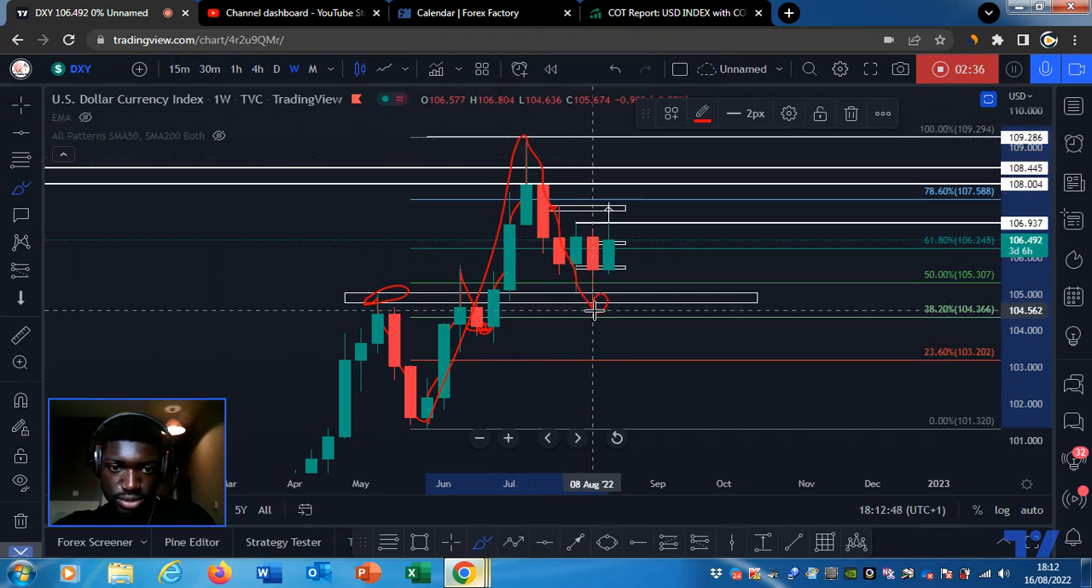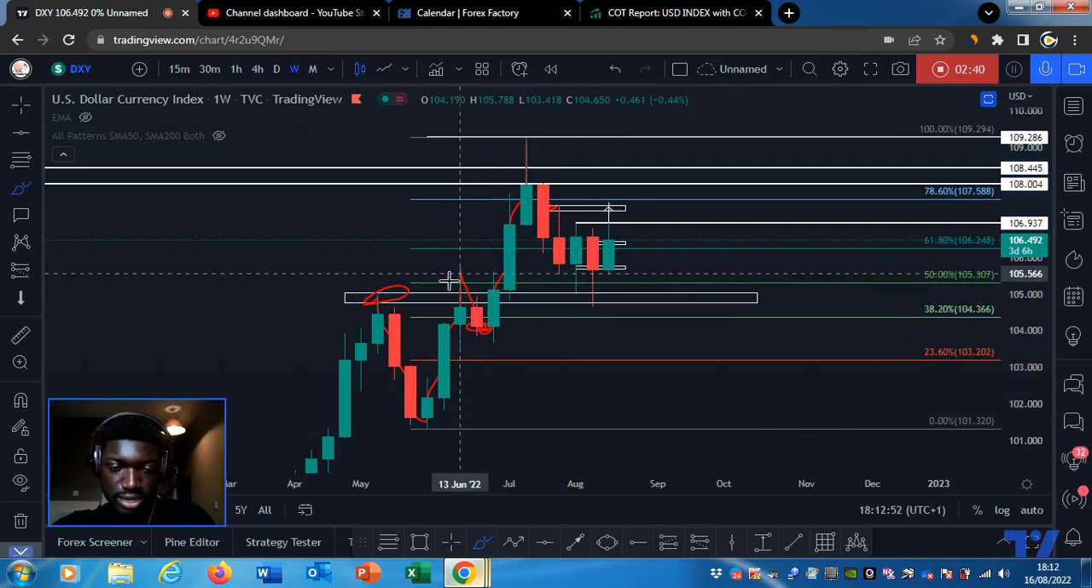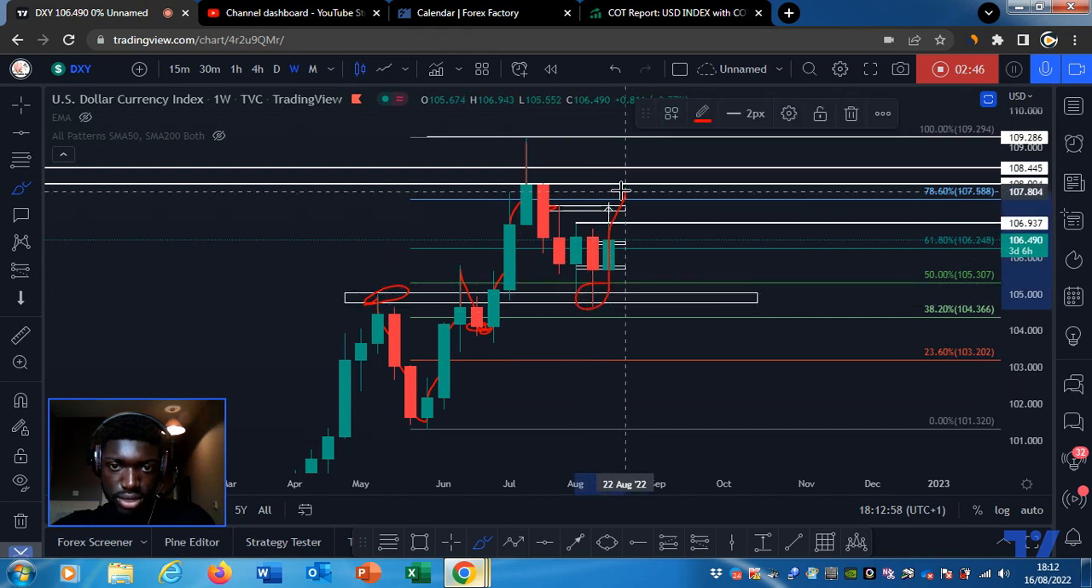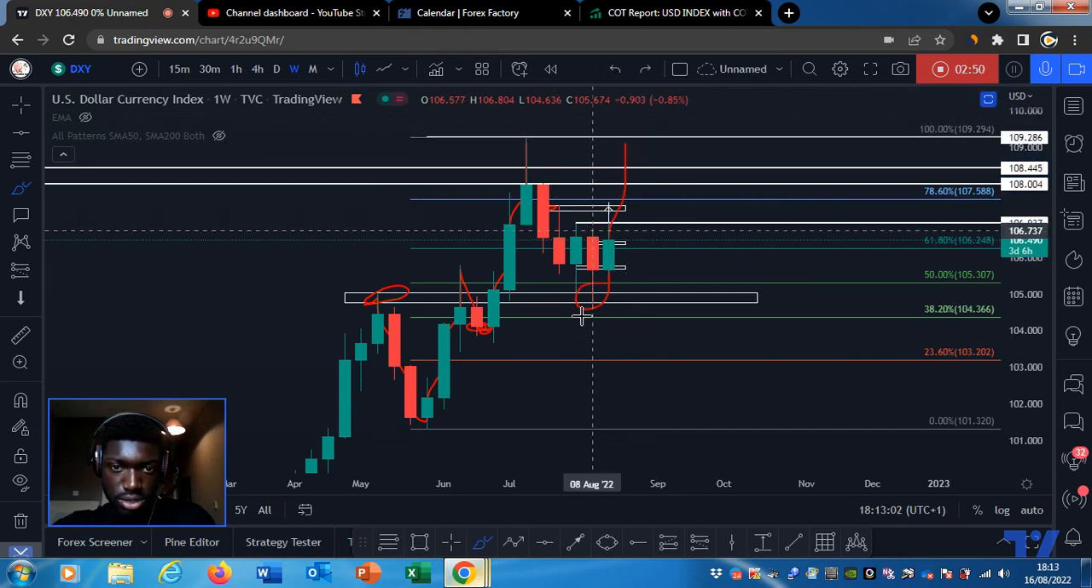So uptrend, pullback correction, touch the last support, the last neckline or the break of structure price zone, form a bearish candle, and continuation of the uptrend. This is literally called a perfect bullish cycle.